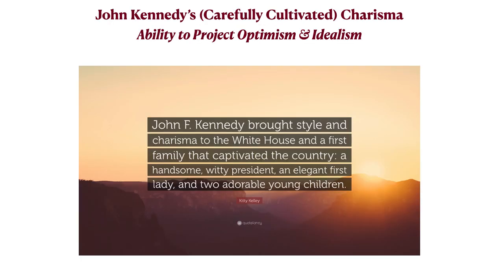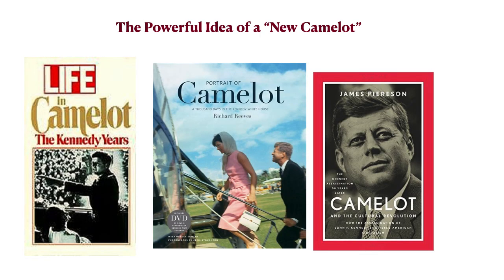I do want to talk a little bit about the aura of Kennedy, his, what I put here, sort of carefully cultivated charisma. He did have a real ability to project optimism and idealism. As this Kitty Kelly quote notes, John Kennedy brought style and charisma to the White House and a first family that captivated the country: a handsome, witty president, an elegant first lady, and two adorable young children. So we have their relative youth and stylishness and polish and charisma. And this leads to the idea that this is sort of a new Camelot that's coming in. That's something that still resonates through the years, but it was played up at that time.